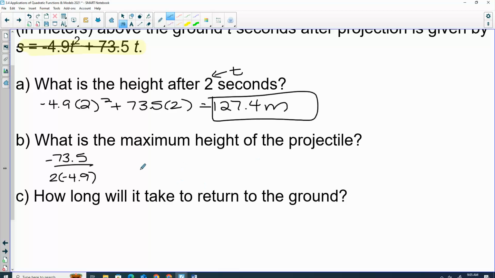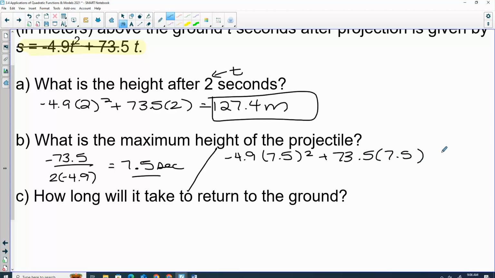And what do you get? 7.5? Is that my height? No. That's how long. So we hit our maximum after 7.5 seconds. How do I actually find the height? Plug it in. And we get the maximum height of?